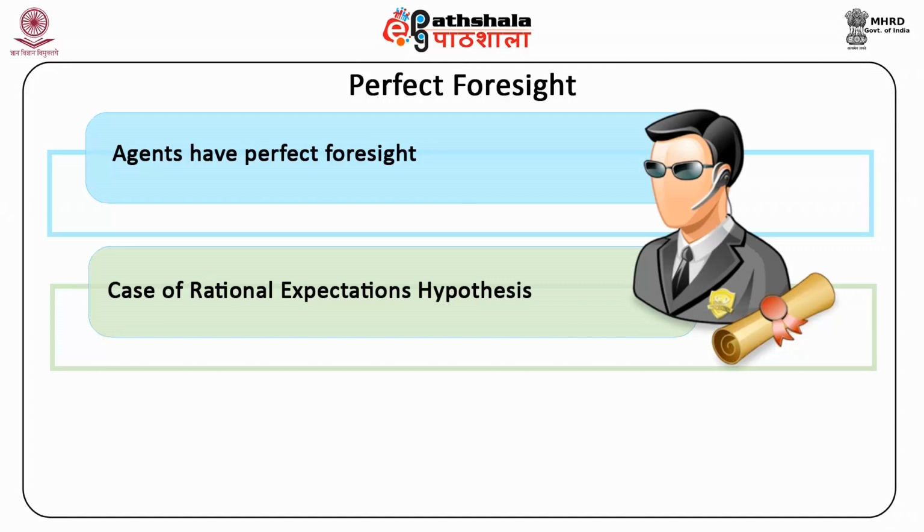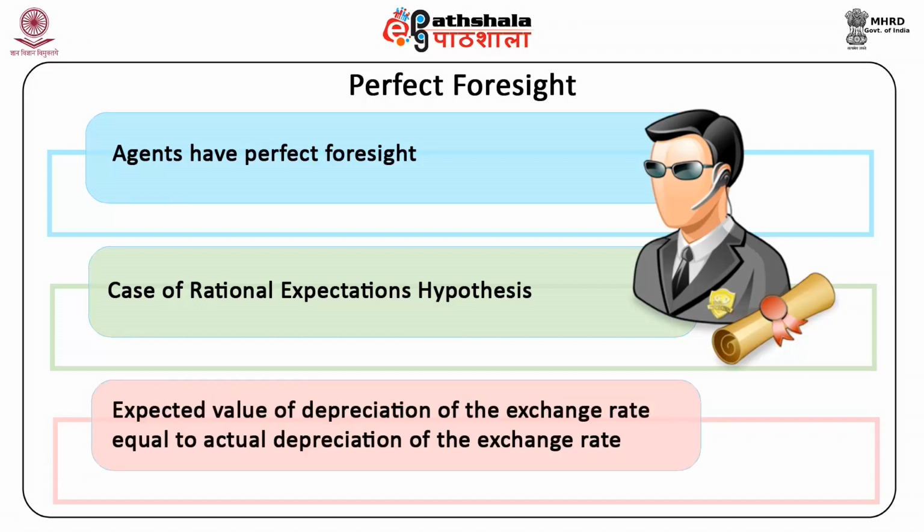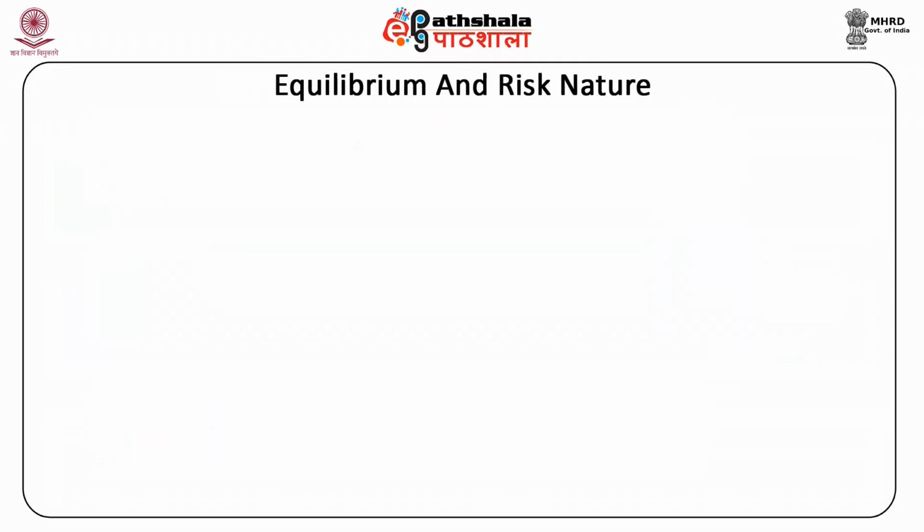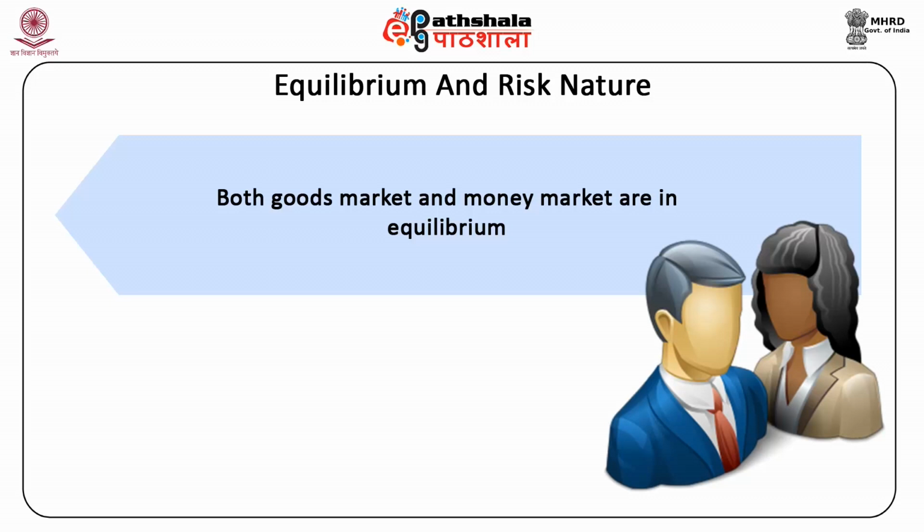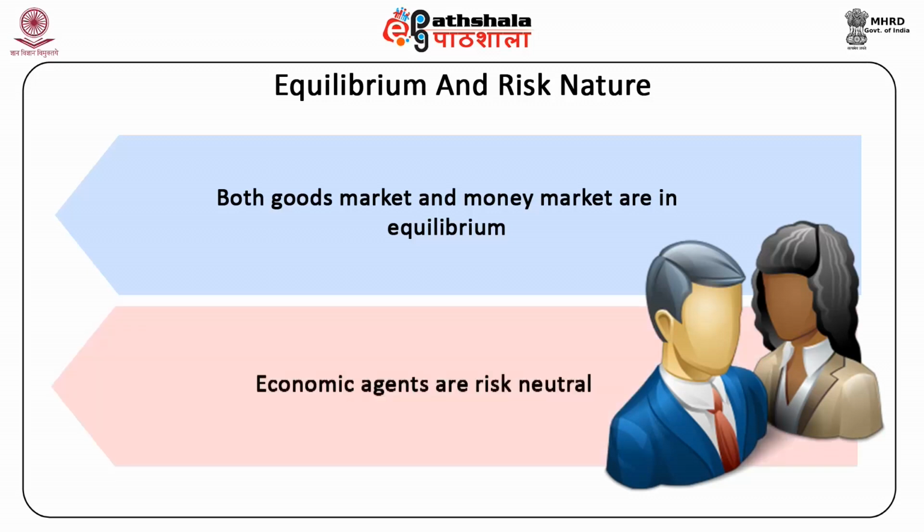Thus, according to this equation, the expected value of the depreciation of the exchange rate will be equal to the actual depreciation of the exchange rate. There is no random error component. Further, we have that both goods market and money market are in equilibrium.